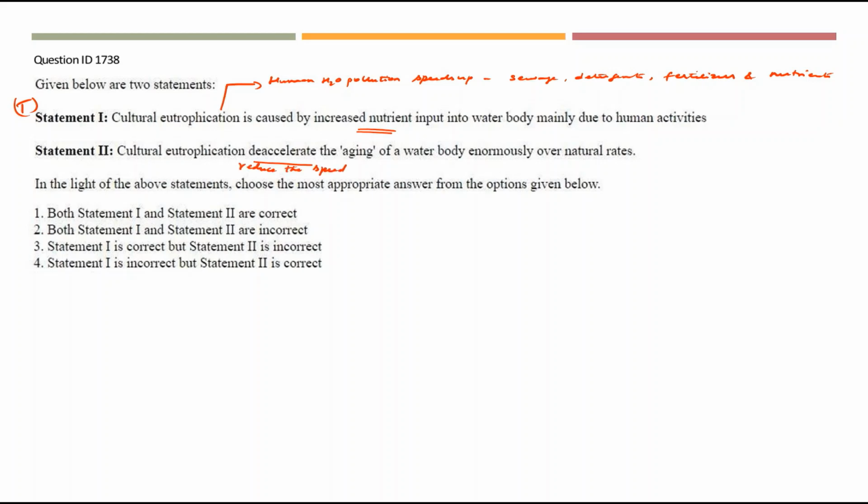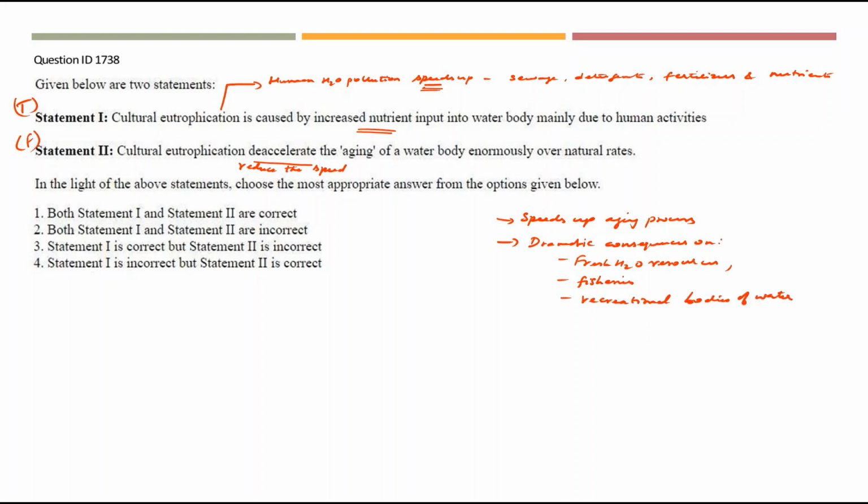Does it reduce the speed of aging? The human water pollution speeds up. And here this word is contradicting. So this is false. This cultural eutrophication speeds up the aging process by the introduction of sewage, detergents, fertilizers, nutrients, etc. It has dramatic consequences on freshwater resources, fisheries, and recreational bodies of water. Option number 3, statement 1 is correct, but statement 2 is incorrect, will be the right answer.